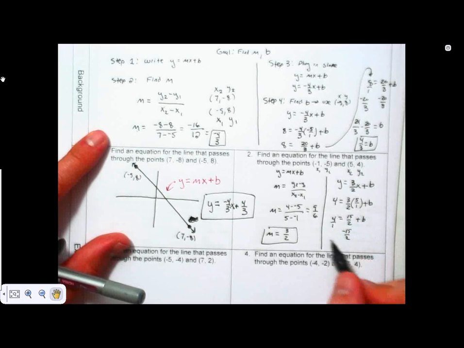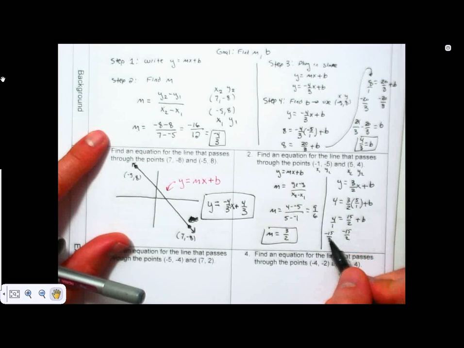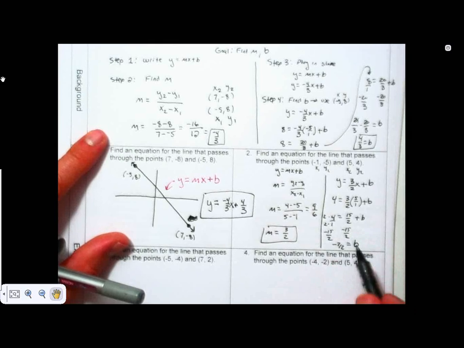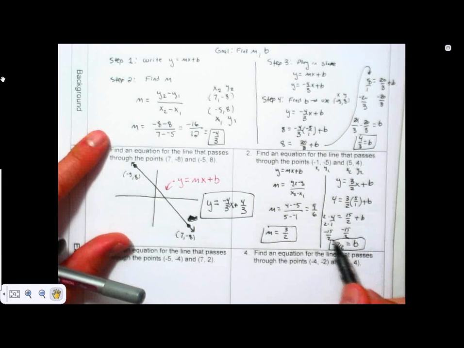If I subtract 15 over 2 from both sides, again, if I want to subtract these two, I'm going to need a common denominator. If I multiply top and bottom by 2, that gives me 8 over 2. 8 over 2 minus 15 over 2 is negative 7 over 2 equals b. So my final answer, after plugging my m and b in, should be y = 3/2 x - 7/2.